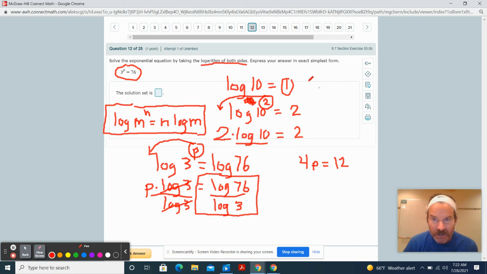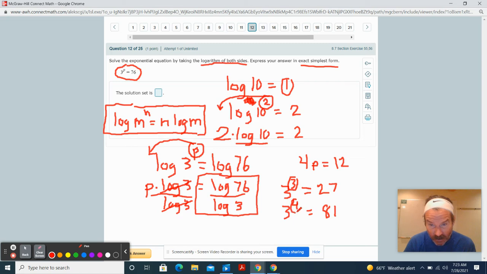However, the directions are to write your answer in exact simplest form. This is exact simplest form. They don't want you to go into decimals. The number is going to be a decimal. We did this yesterday: 3 to the third power is equal to 27. That isn't even close to 76. And 3 to the fourth power is equal to 81. Well, that's a little bit above 76. So the answer falls somewhere in between 3 and 4.